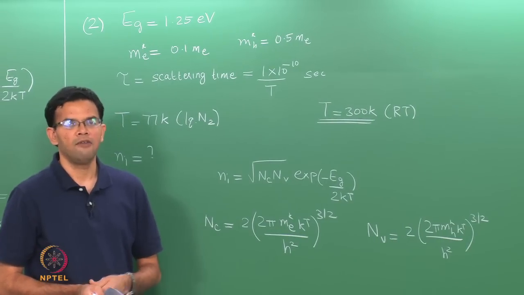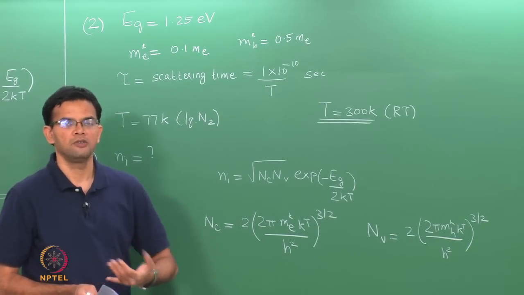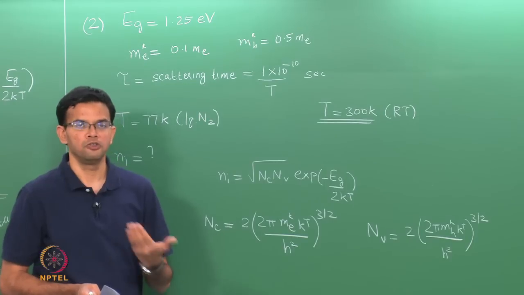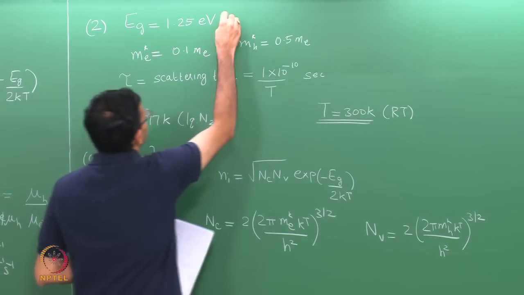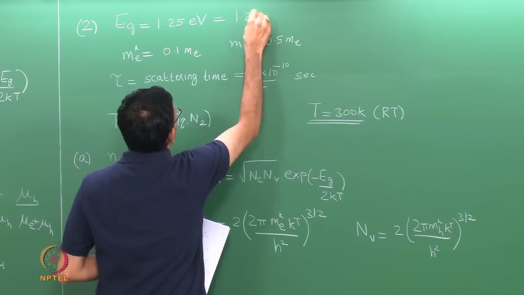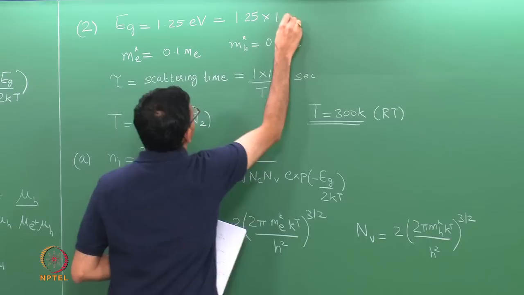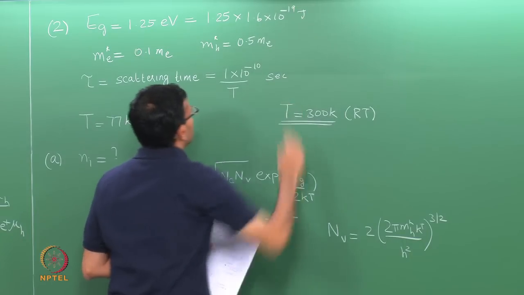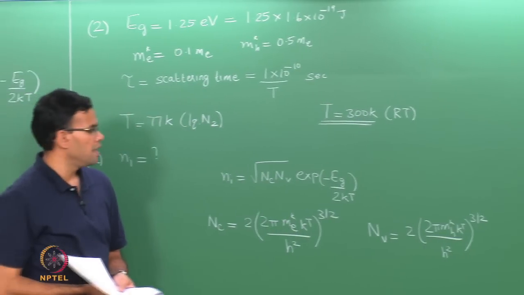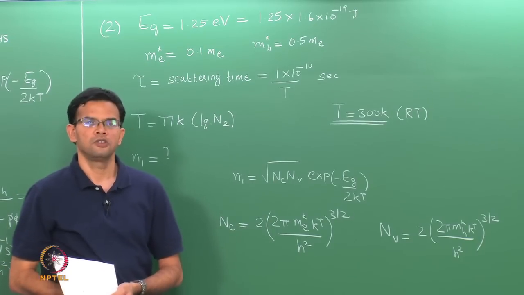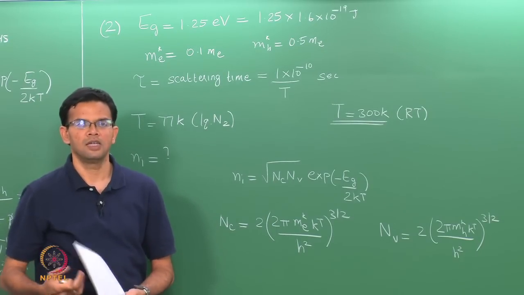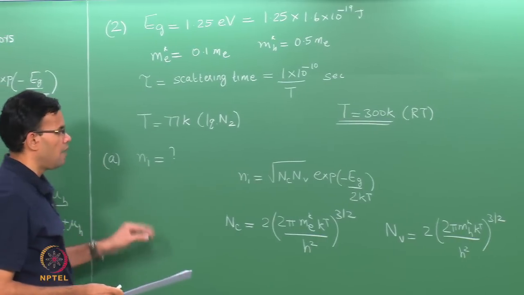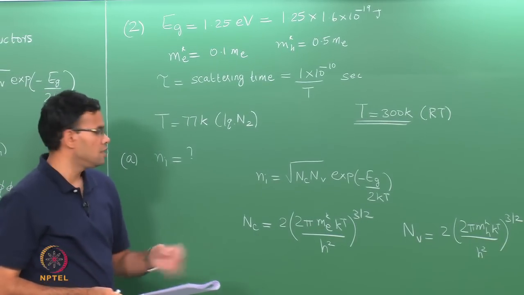Typically you have to keep all of this in SI units. So, you have to convert Eg from electron volts to joules, and that we can do by just multiplying by 1.6 times 10 to the minus 19. Kb is also in joules; it is your Boltzmann's constant that has a standard value. Once we plug in the numbers, I am just going to write the final answers, but you can go through and check.